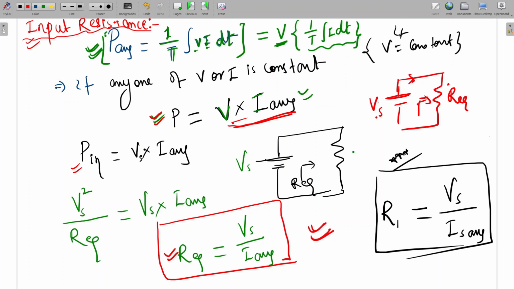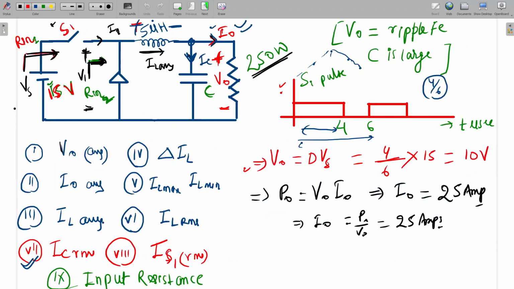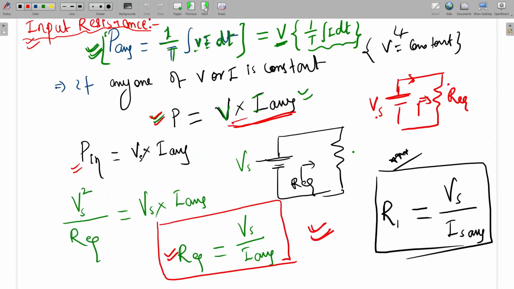So, sir, power is equal to V into I RMS, no? See why. Coming to here, how much will this current be? Okay, so V into I average will be the input power. Why V into I average? That I will explain to you here.